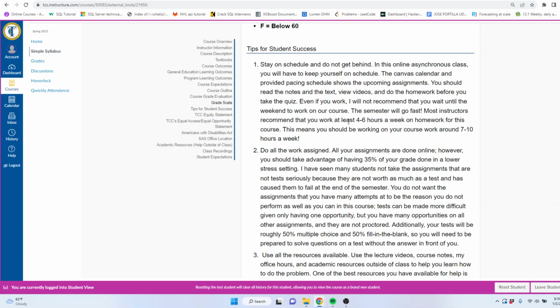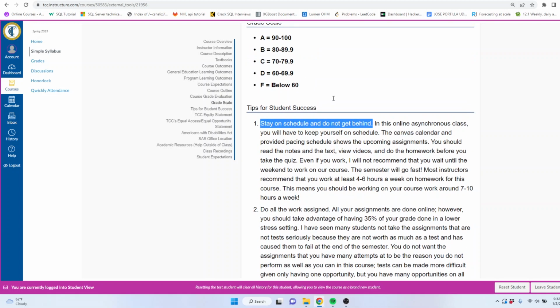Some tips for student success. I won't go into all the details and read everything here. The main thing I want to say is really this first sentence in the very first point is stay on schedule and do not get behind. You really have to motivate yourself in this course. I will send out weekly announcements, even multiple times per week, reminding you what's due this week, reminder our homework's due today because it's Friday, and so on. But you want to stay on the schedule and not get behind it. It's very hard to get caught up if you fall behind. So just keep that in mind.